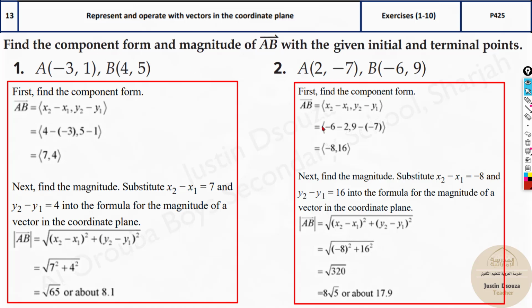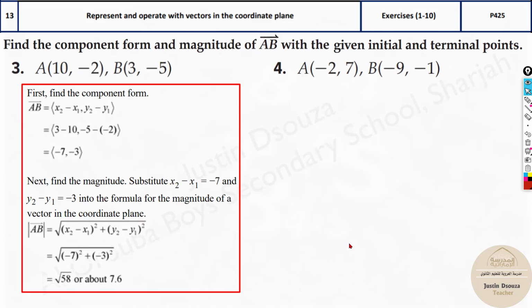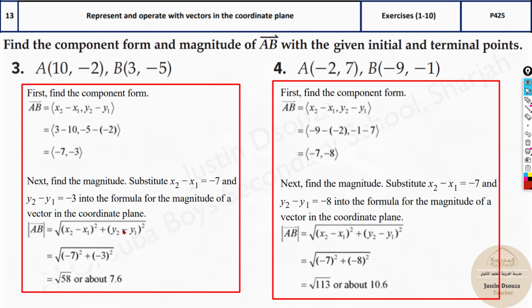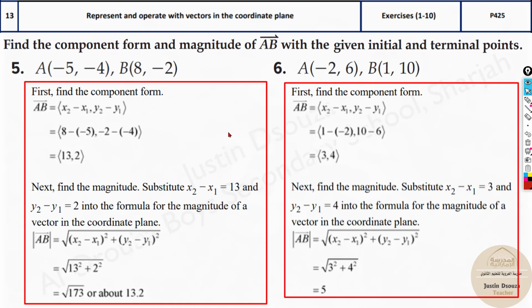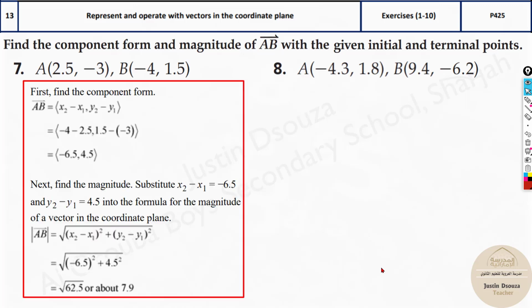Because they have asked you for the component form, first find the component form and then just use it directly and solve it up. Please do these problems by yourselves. One of the easy topics, only if you know these two formulas. That's it. And there are no other types of problems in this, so please go through them and solve them by yourselves.